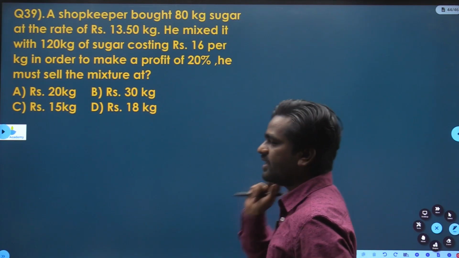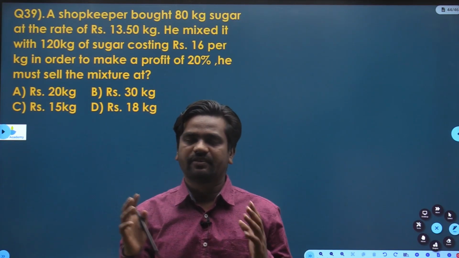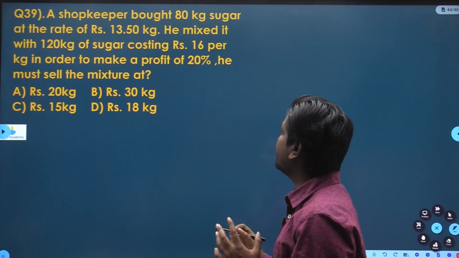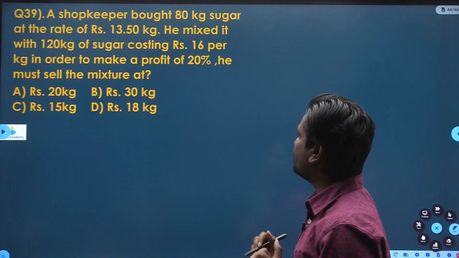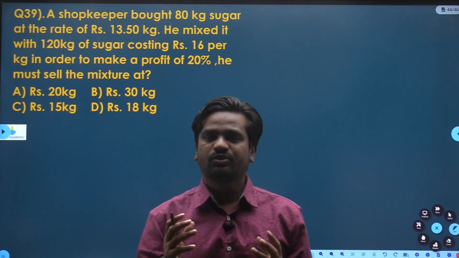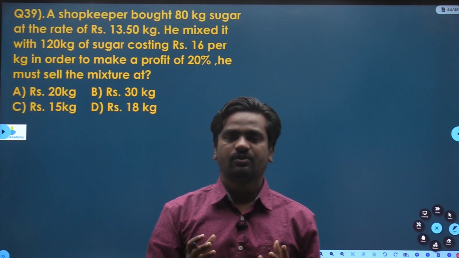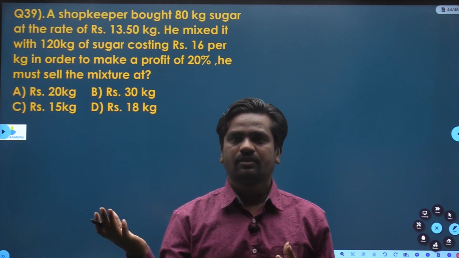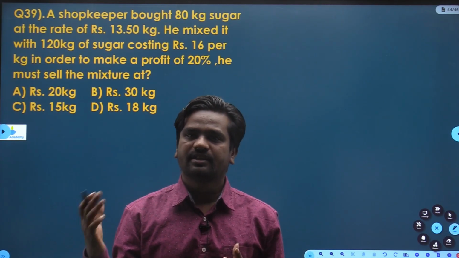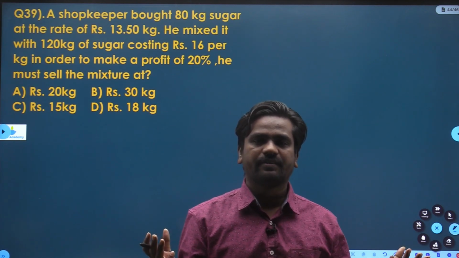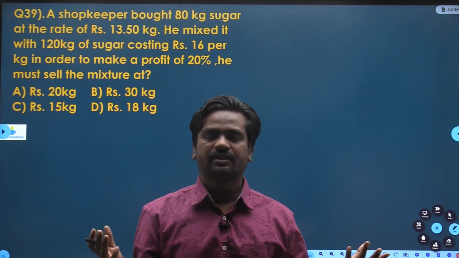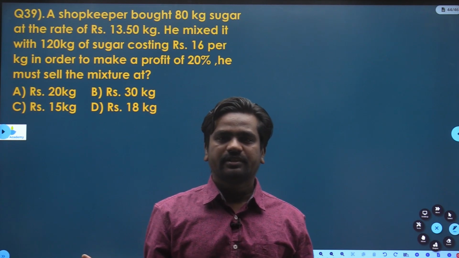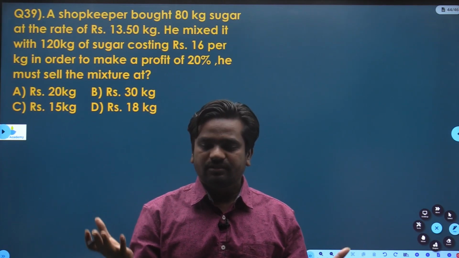In this, we are mixing sugar which has two different prices. There is one quantity of sugar, either low or high, that has a different price, and here we have another quantity of sugar that has a different price. Then we are mixing these two sugars.